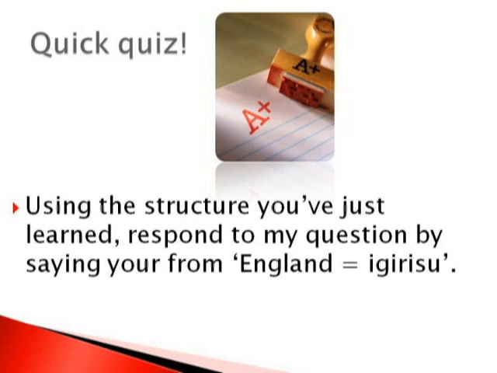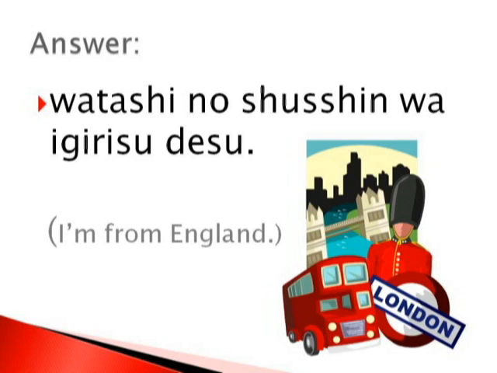Alright, let's try a quick quiz. Using the structure you've just learned, respond to my question by saying you're from England, which is pronounced イギリス. Ready for the question? Okay. あなたの出身はどこですか? Hopefully you did okay. The correct answer is 私の出身はイギリスです.